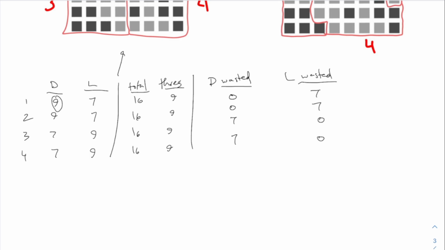The second row is exactly the same as the first row, 9 and 7, and so the D's wasted 0, the L's wasted 7. And then the other rows are the same but the other way around. The D's wasted 7, the L's wasted 0. All right? And so for my final answer, I would add these and these. I get 14 here, 14 here. Also add the total, that is the total number of votes overall. And then I make the fraction.